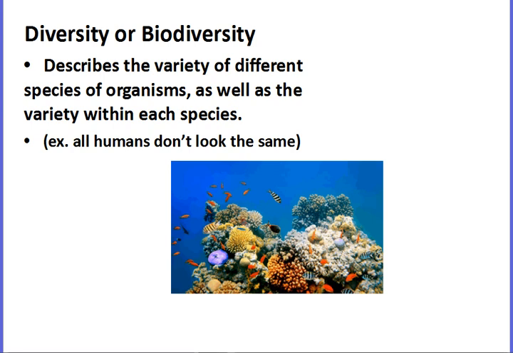If you look at this picture here, it shows a variety of many different types of organisms. There are many different kinds of fish, there's coral, there are many different types of living things in this picture. But also within a single species, within human beings, or dogs or cats or whatever, there's a lot of variety as well. Not all members of a single species look the same, so there can be a lot of variety between different types of organisms, and even within the same species.